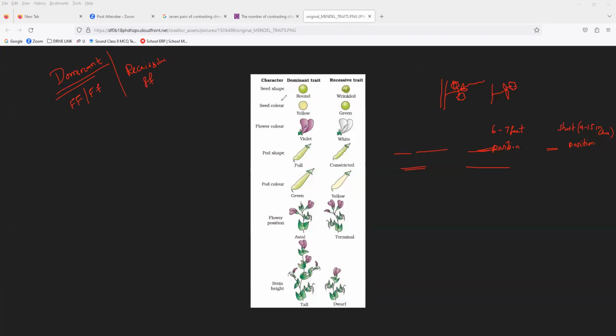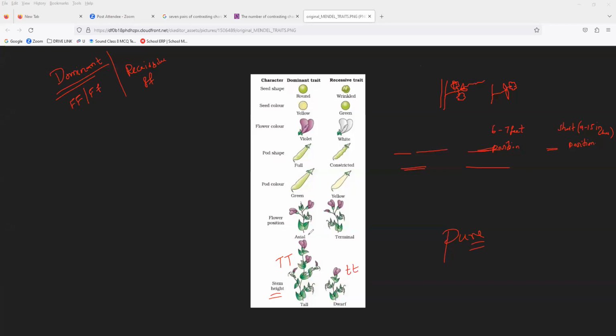Now, here he has chosen the characteristic stem height, around 6 to 7 feet. What is the genotype of it? Imagine it is a pure generation; all are pure. Now you tell me, what is the genotype of this tall plant? Tall: capital T, capital T. Dwarf: small t, small t. Next.